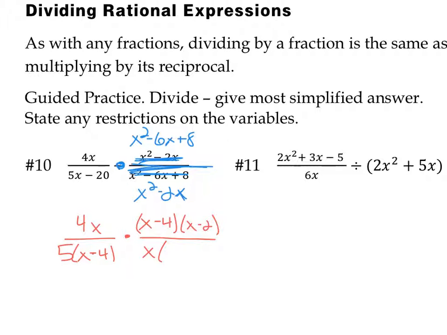And then here we can factor out an x from both terms. Okay? So I factored x squared minus 6x plus 8. Those two numbers multiply to give me 8 and add up to negative 6. And here I can take an x out of both terms and factor that out.